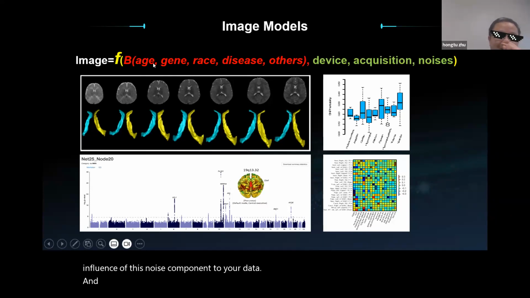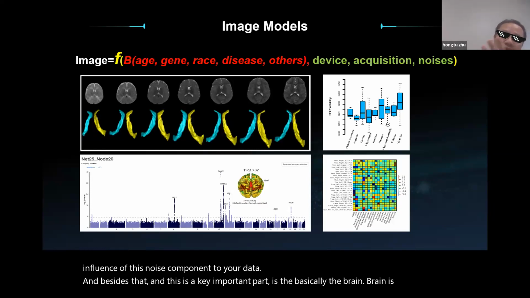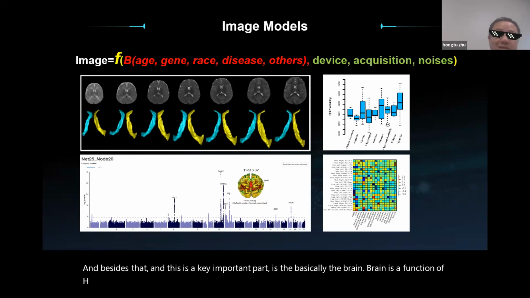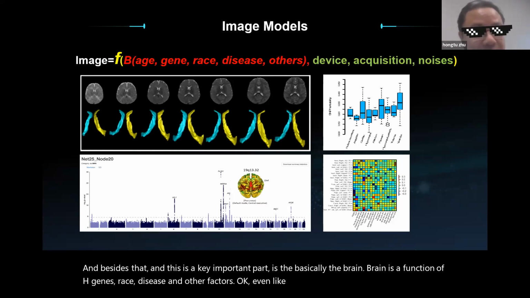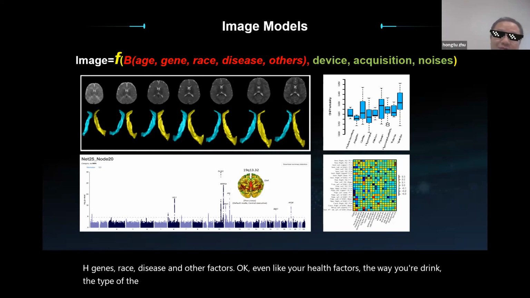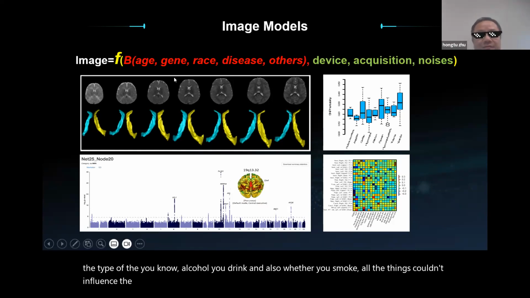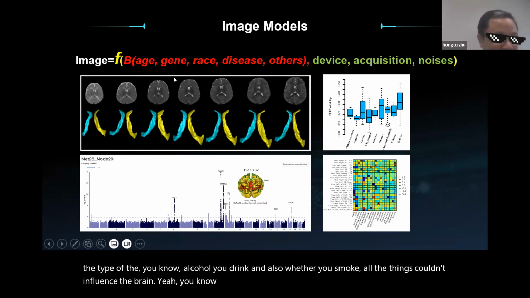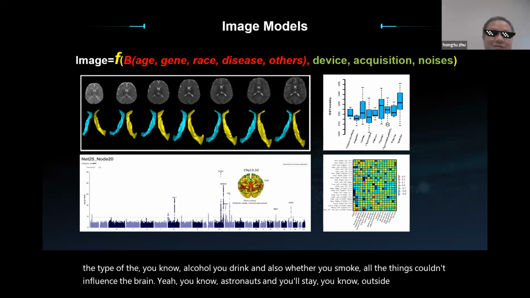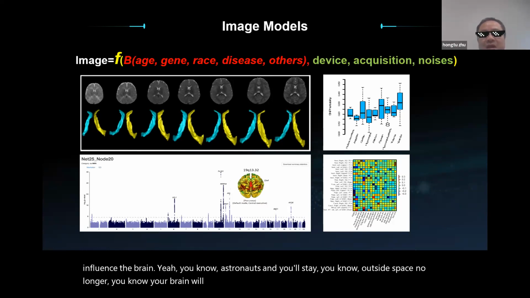And besides that, and this is the key important part, is the brain. The brain is a function of age, genes, race, disease, and other factors, okay? Even health factors, like the way you drink, the type of alcohol you drink, and whether you smoke, all of these could influence the brain. Or if you're an astronaut and you stay in outer space for long, your brain will change. And imaging is a function of all these things.